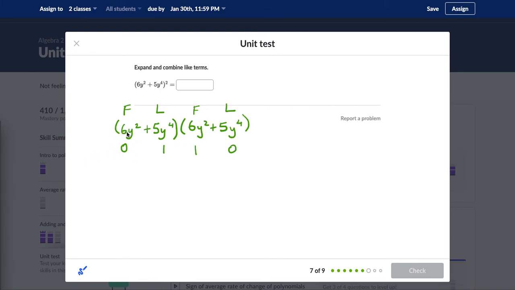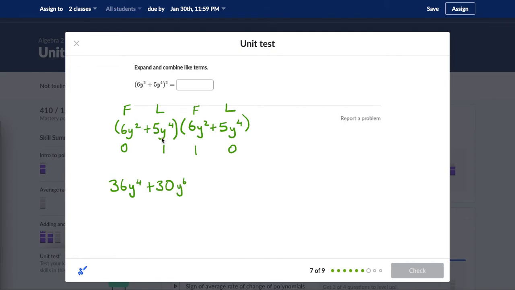So 6y squared times 6y squared. So 6 times 6 is 36. Y squared times y squared is y to the fourth. Right, outside terms is 6y squared times 5y to the fourth. So that's going to be 6 times 5 is 30, and y squared times y to the fourth is y to the 6. Okay. All right. Next one.